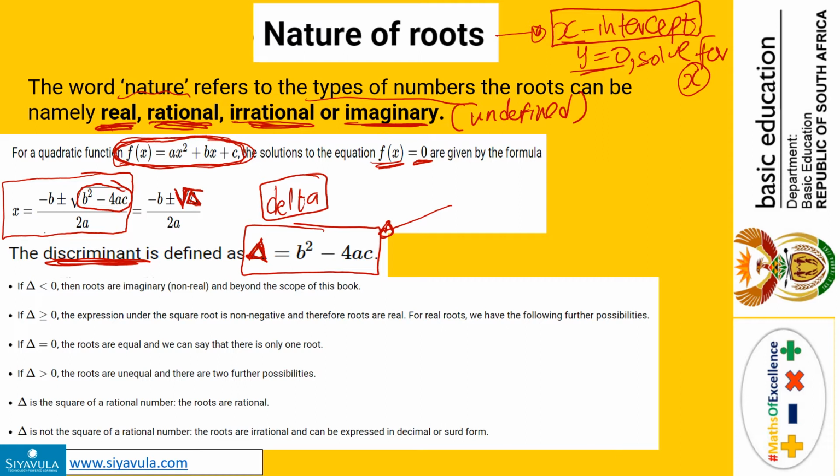This discriminant is the one that really helps us determine the nature of our roots. It helps us determine the type of numbers that our roots can be. Remember: real, rational, irrational, imaginary, or undefined. So if we calculate delta using the formula, then we can predict whether the roots are real, irrational, or undefined, imaginary. So that's it. Now, how do we do so?